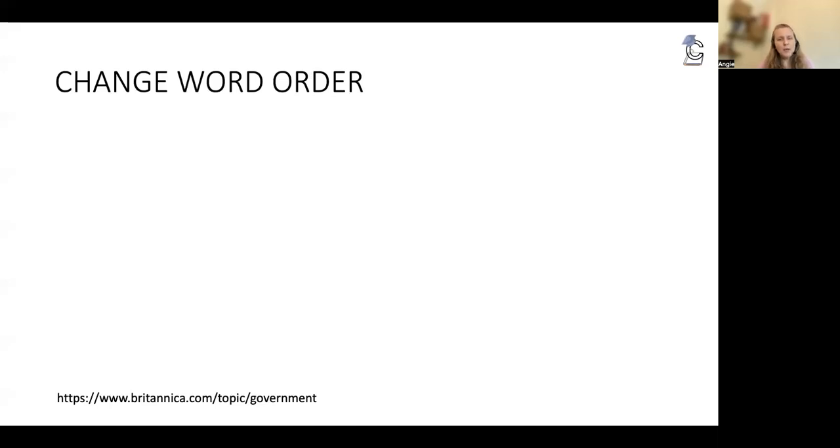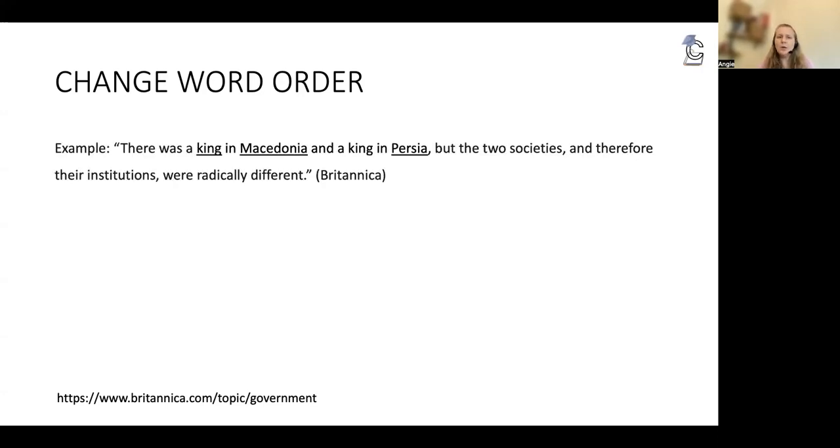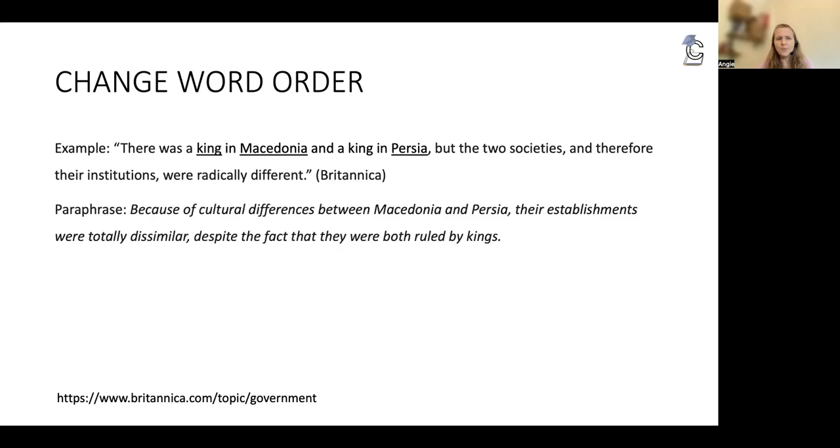And finally, another way to paraphrase is by changing the order of words in a sentence. So for example, there was a king in Macedonia and a king in Persia, but the two societies and therefore their institutions were radically different. This can be paraphrased too. Because of cultural differences between Macedonia and Persia, their establishments were totally dissimilar, despite the fact that they were both ruled by kings.